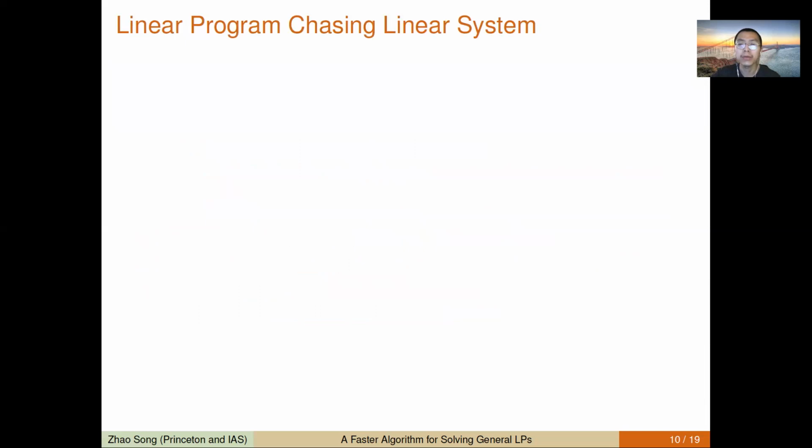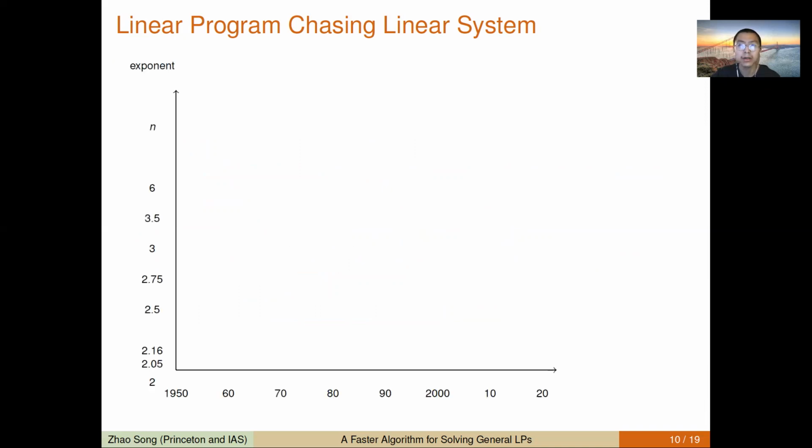Now let me give you a brief history of solving linear systems and linear programs. Here is a picture. The x-axis is the years, and the y-axis is the exponent of the running time. Solving a linear system boils down to matrix multiplication. The naive time of matrix multiplication is n cubed. The first truly subcubic algorithm is due to Strassen in 1969. This algorithm runs in n^2.81.